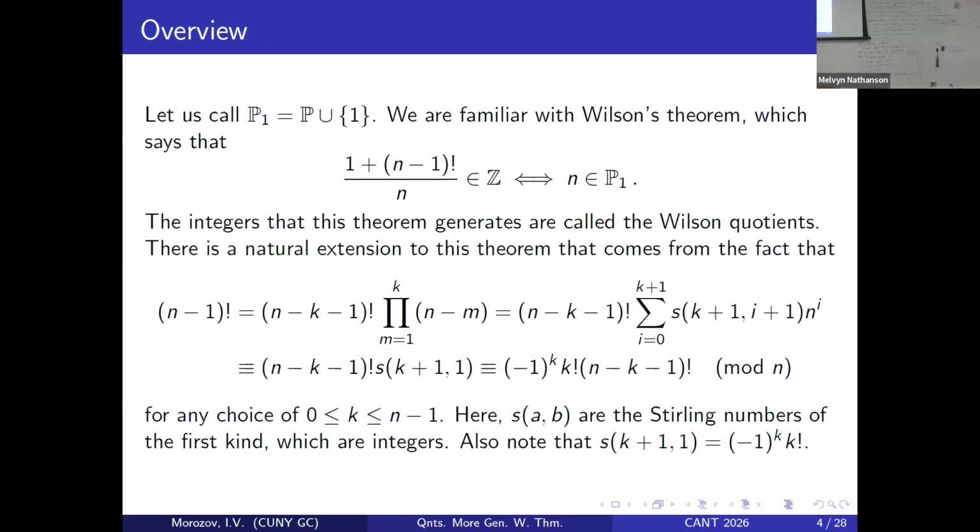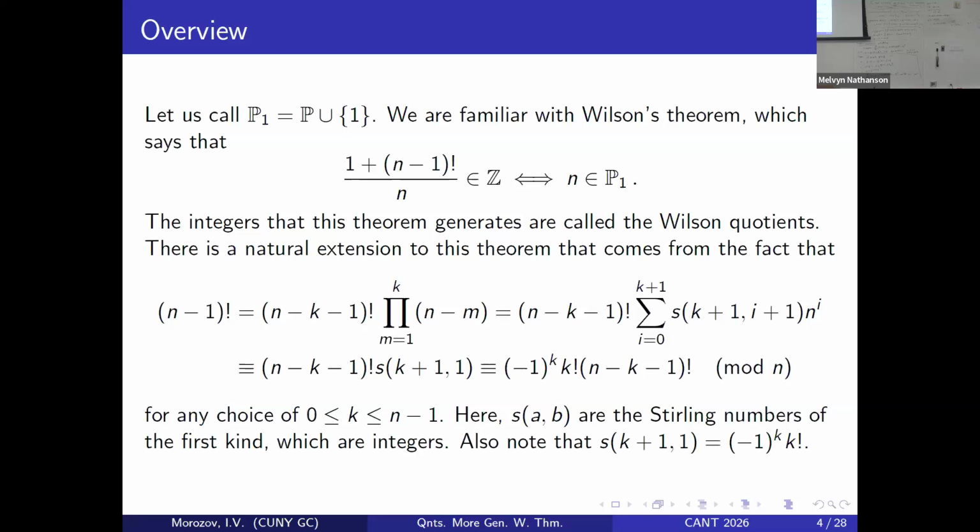And there's a natural extension to this, which exists in the literature. If you split the (n-1) factorial term along some parameter k between 0 and n-1, then you get this term involving the (n-k-1) factorial and the sum involving the Stirling numbers of the first kind. And we'll reference the fact that this family of Stirling numbers that appear here can be expressed as (-1)^k times k factorial.